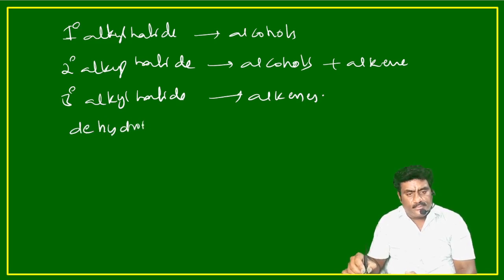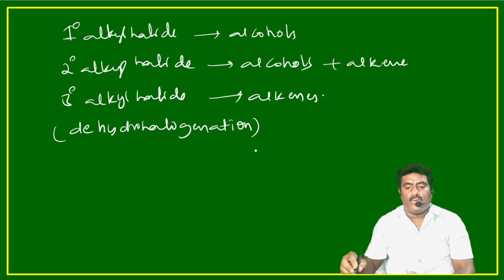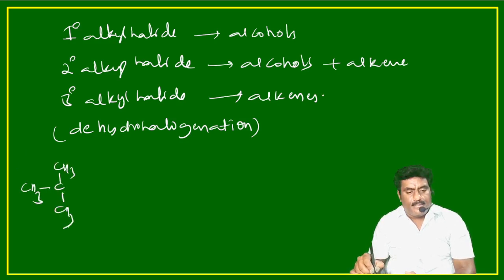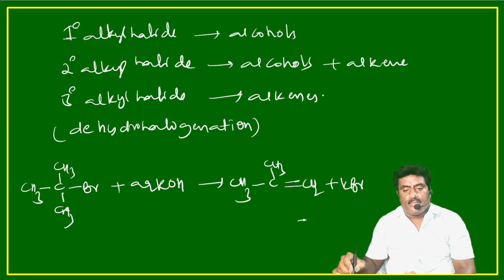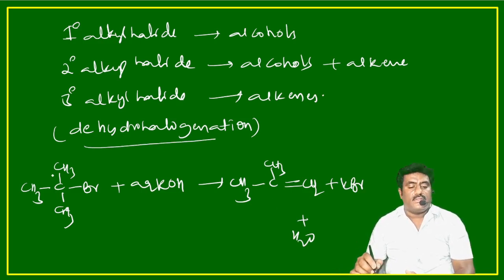This is dehydrohalogenation. I am taking the example of tertiary butyl bromide in the presence of aqueous KOH. It gives CH3 C(CH3)=CH2 plus KBr plus H2O. It is a dehydrohalogenation. This is the method of hydrolysis of alkyl halide.